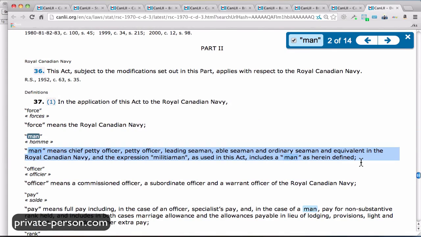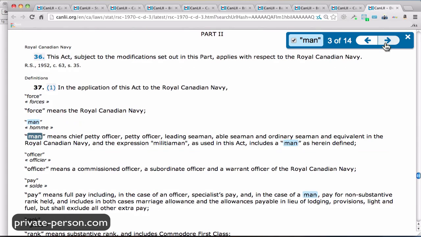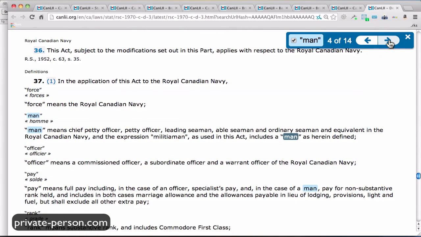Now, again, the way definitions work, or any type of thing, it says in this act, subject to the modification set out in this part, applies with respect to the Royal Canadian Navy. So the definitions for Section 37, and only in Section 37, they've given the man definition down here. So this definition only applies in this act, but isn't that an interesting definition they got there?